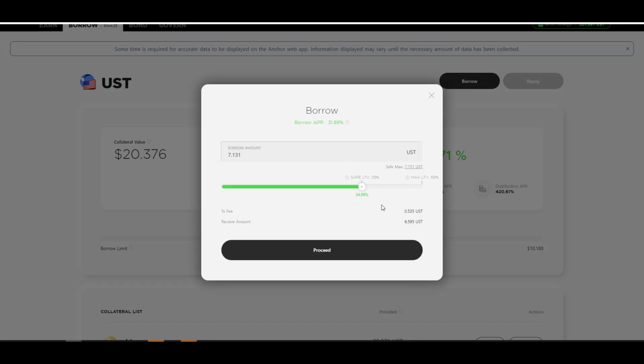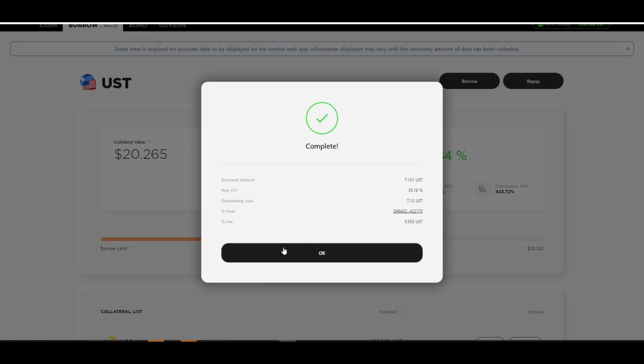So if you want to use a loan to value ratio of 35%, which is considered safe by the protocol, you can go ahead and select that. Or if you think the price of Luna has stabilized and it's going higher, you can borrow up to 50%. So we'll go ahead and proceed to borrow this amount from the protocol. Once you've borrowed your funds, you click here on OK.